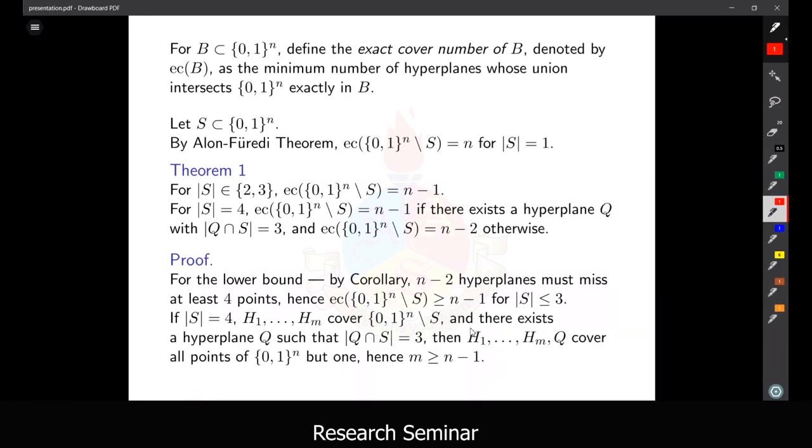To get the correct lower bound for the second case, when there exists some hyperplane Q which covers exactly 3 points from our S, just note that if we add this hyperplane Q to our hyperplane cover of our set hypercube minus S, then we will get a cover of all points of our hypercube but 1. So actually, we had to have at least n-1 hyperplanes at the very beginning. So this is how the lower bound works. But we still need to get the upper bound, so we need to prove that we can cover such subsets using such a number of hyperplanes.